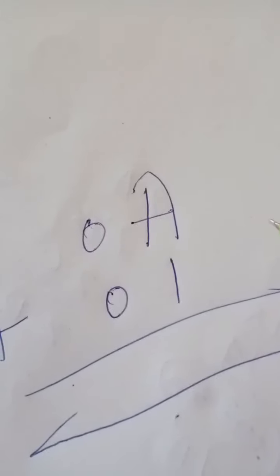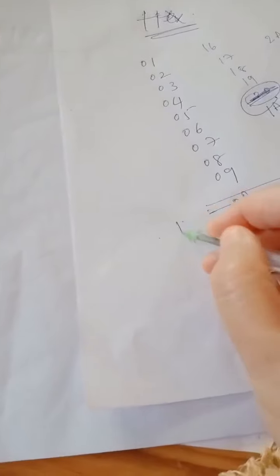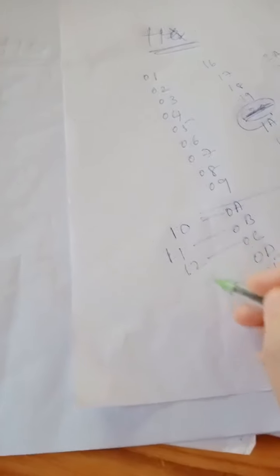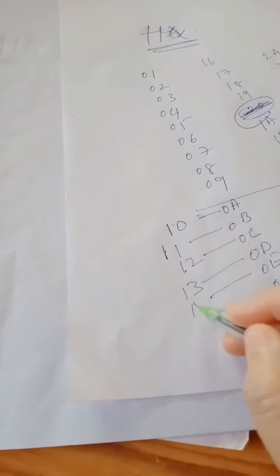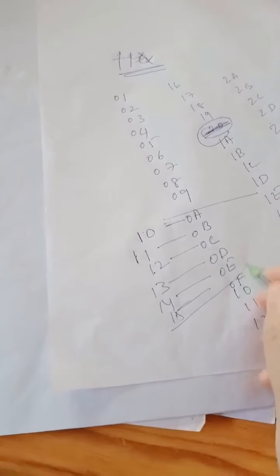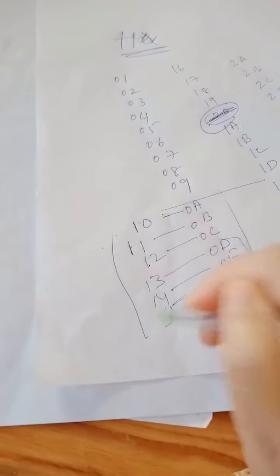Now we will consider one example of how to add numbers. This 0A plus 01 is the addition. What will be your answer in the microprocessor? The equivalent decimal number of A is 10. This is a hexa number, but its equivalent number will be 10, then 11, 12, 13, 14, 15.